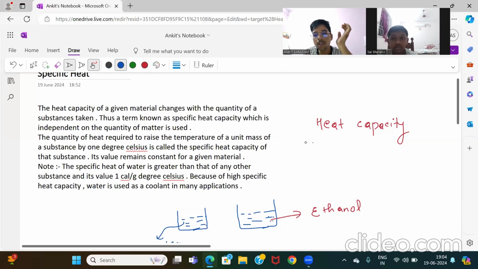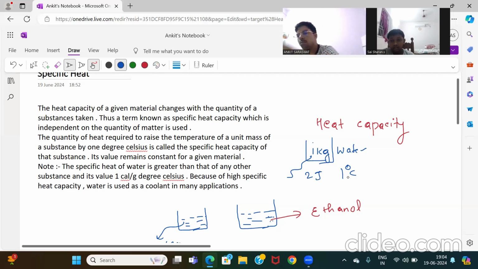If you take 1 kg of water, it requires 2 joule, for example, in order to raise the temperature by 1 degree Celsius. So now if I take, for example, 100 kg of water, in order to increase the temperature by 1 degree Celsius, how much heat capacity is required? For example, 100 joule or 150 joule. I am just taking one example.